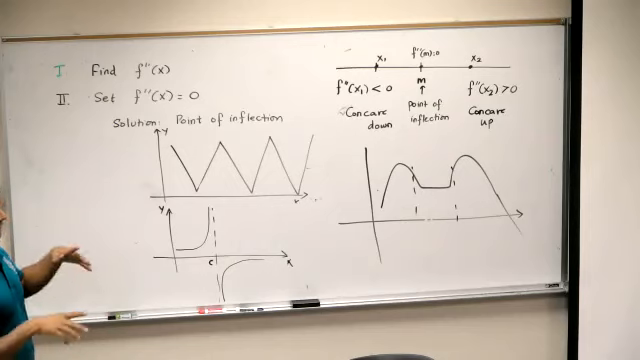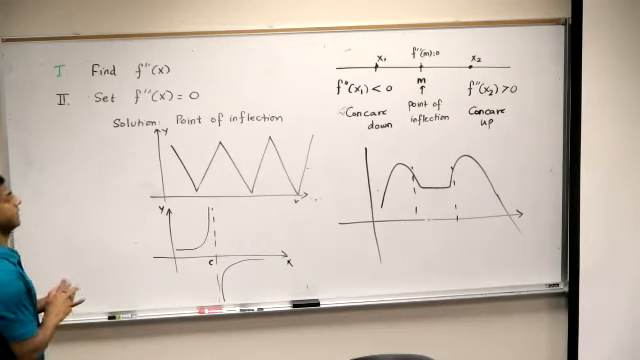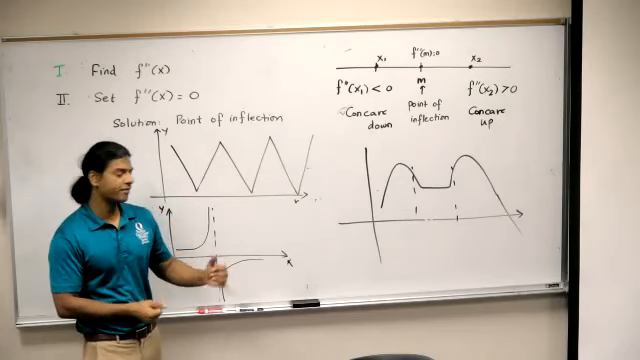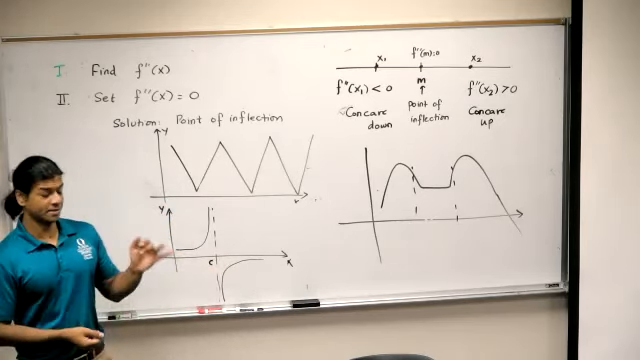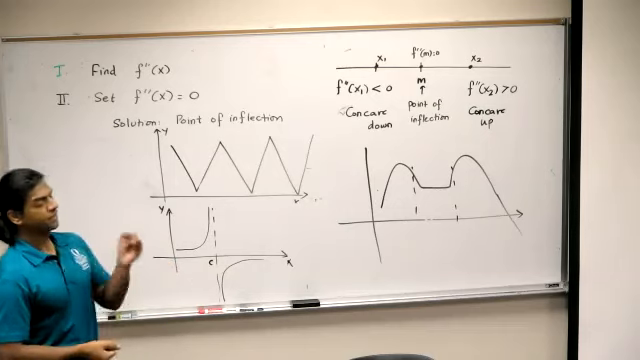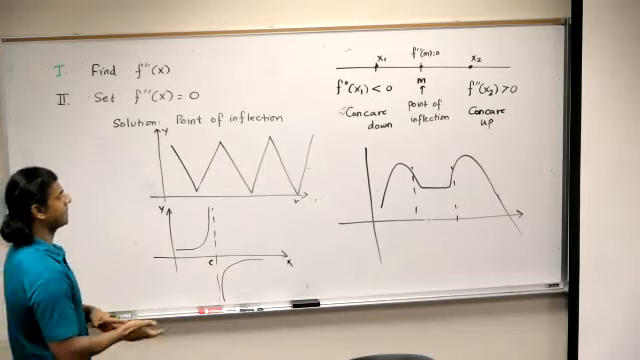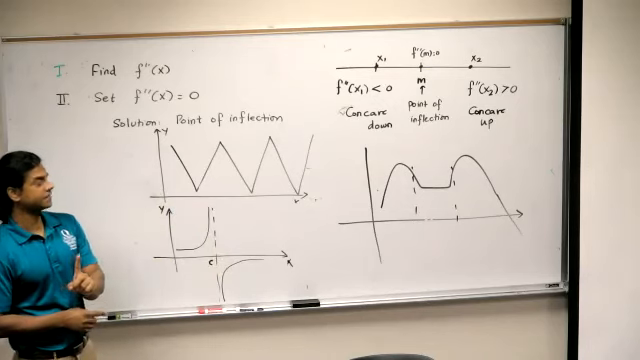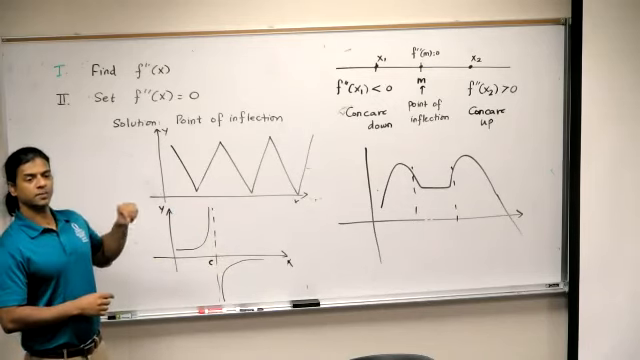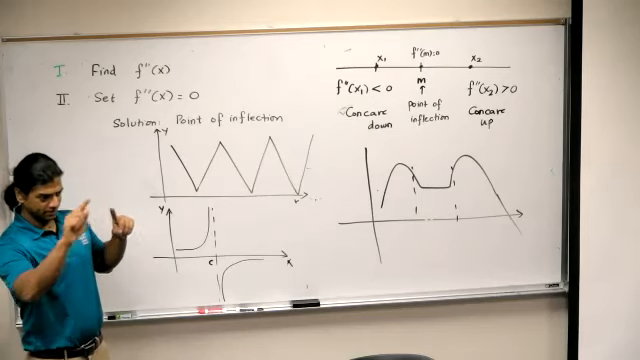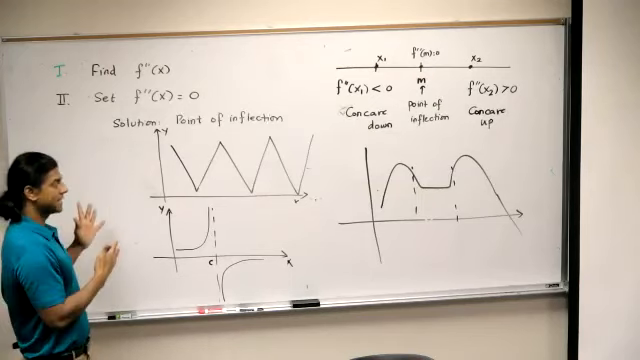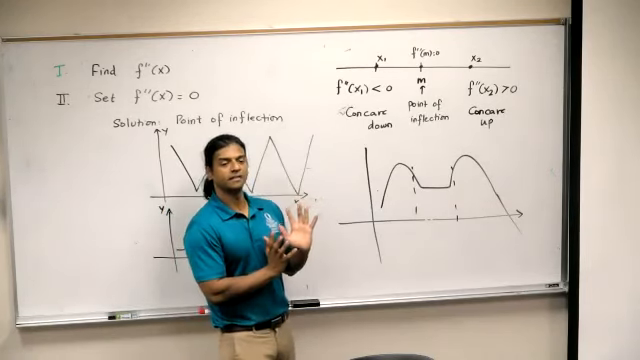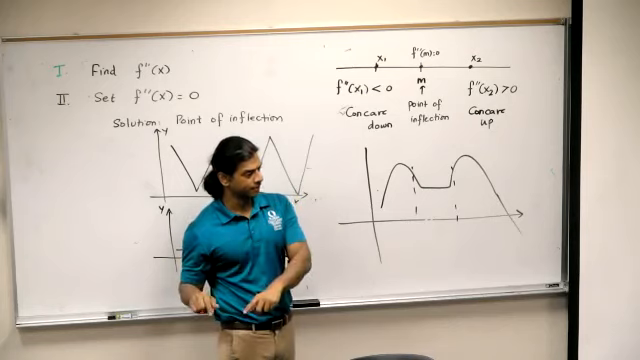Are we clear? So sometimes you can come up with the shape of a curve just with the first and second derivative. Sometimes, just with the first derivative. Sometimes you will need the second derivative. What is the purpose of the first derivative test? It gives you intervals where the function is increasing or decreasing. The second derivative test will give you intervals where the function is concave up or concave down.